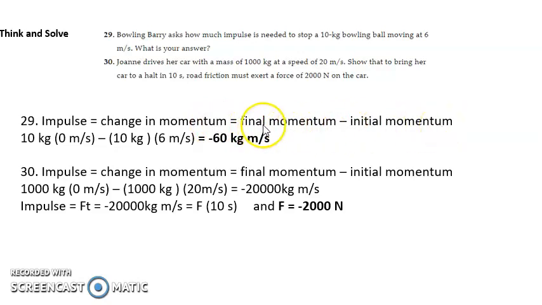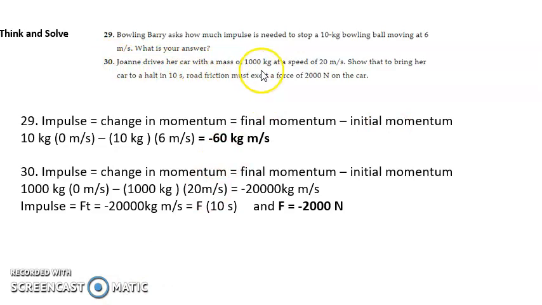Final momentum being mass times final velocity. Initial momentum is mass times initial velocity. So our initial velocity is 6 meters per second, and since this one stops eventually, our final velocity is 0. So substituting 10 kilograms times 0 meters per second minus 10 kilograms times 6 meters per second gives us an impulse of negative 60 kilogram meter per second.